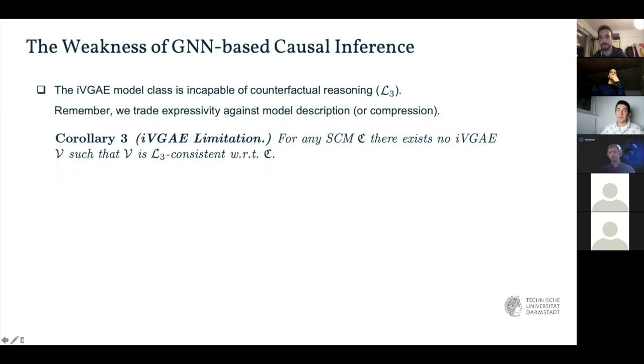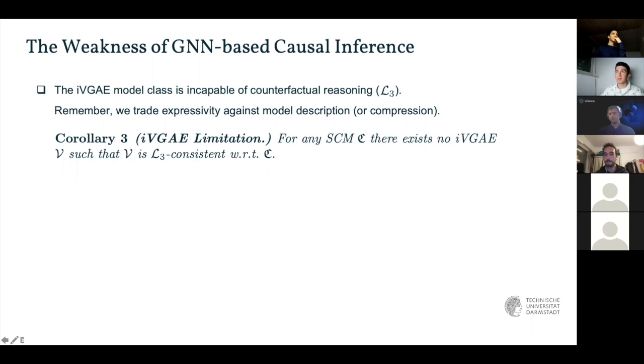Yeah, essentially you can sum it up as that, the IVGA is not an SCM and that's why it does not work, right? But all the others are SCMs, right? Just different notions of it. They would all basically fall into the class of SCMs. They would be a subset of it.